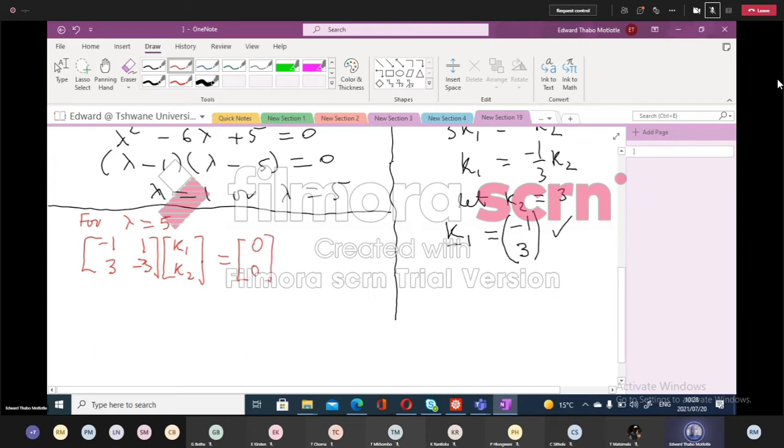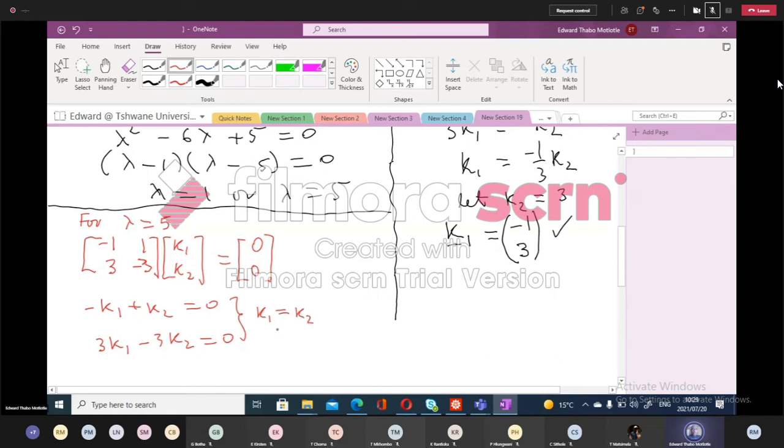Okay, you can clearly see that again, this is the same equation. We have minus k1 plus k2 equals 0, and we also have 3k1 minus 3k2 equals 0. You can use one of these equations. You don't have to use both of them because they are the same. If we divide this equation by 3, we end up with k1 equals k2. On the first one also, you end up with k1 equals k2. So my conclusion is that from this one equation we end up with k1 equals k2.